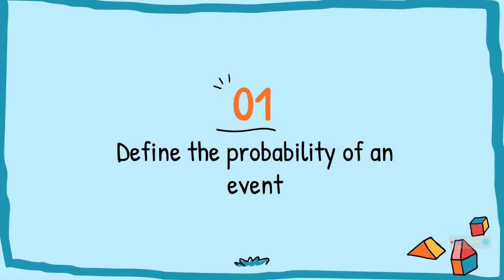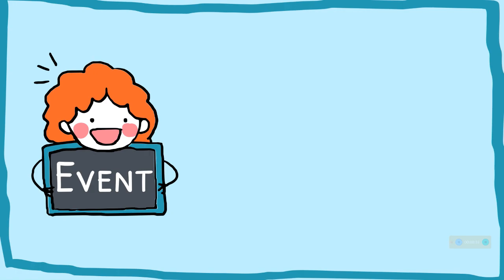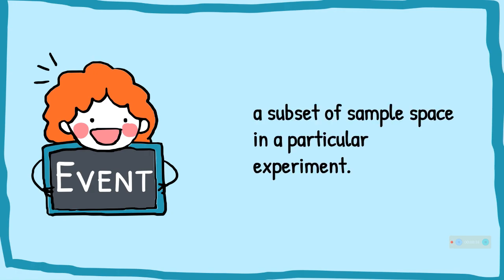So let's have the first objective. Define the probability of an event. Okay? So let's have the definition of event. It is a subset of sample space in a particular experiment.